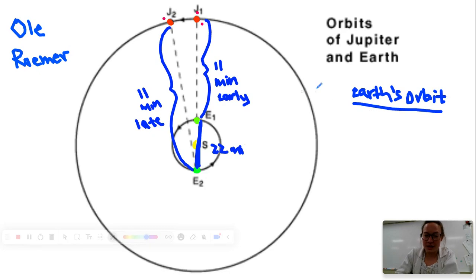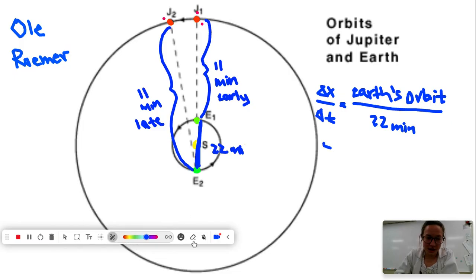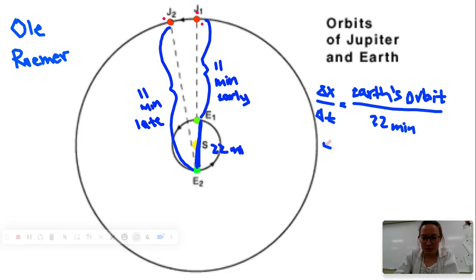Okay, so he had a distance, Earth's orbit. He had a time that he thought it would take for light to cross Earth's orbit, which was 22 minutes. He divided those two things, and he said, well, would you look at that? I have an expression for the speed. That was supposed to be a v. He said, I have an expression for the speed of light based on how much extra time it takes for light to go an extra distance.